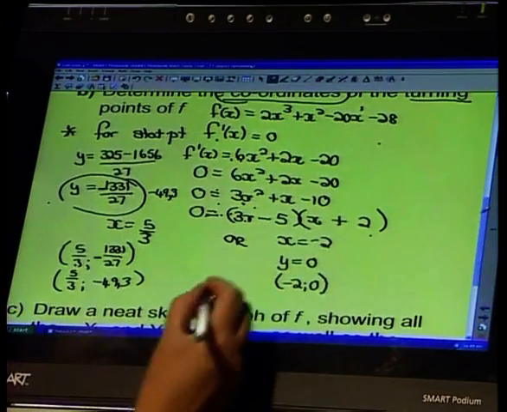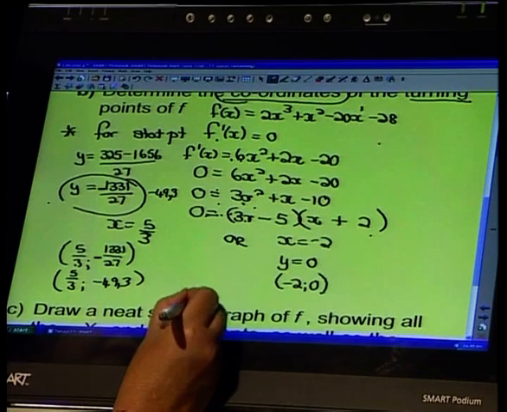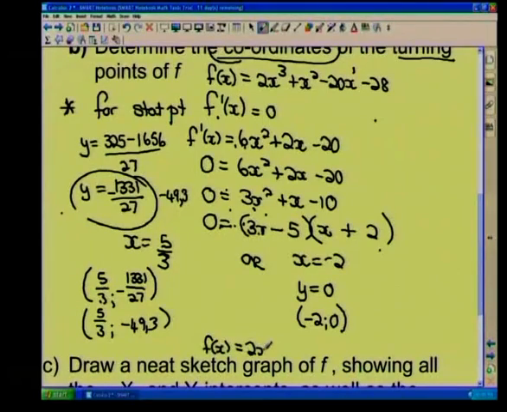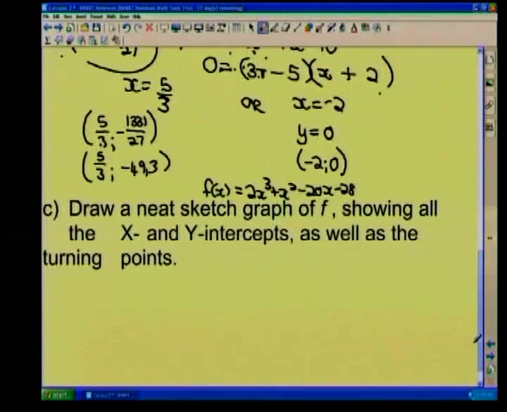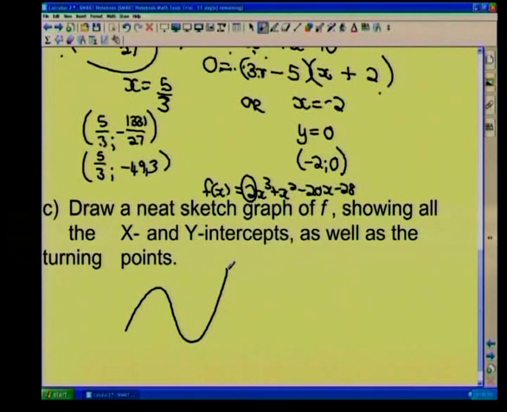In fact, let's just take it over here and put this equation over here. So f of x is equal to 2x cubed plus x squared minus 20x minus 28. And what did I tell you? I said we look at the a value. It's 2, so I know it's going to be a slinky. We know it's this shaped slinky because I've got 2 stationary points.